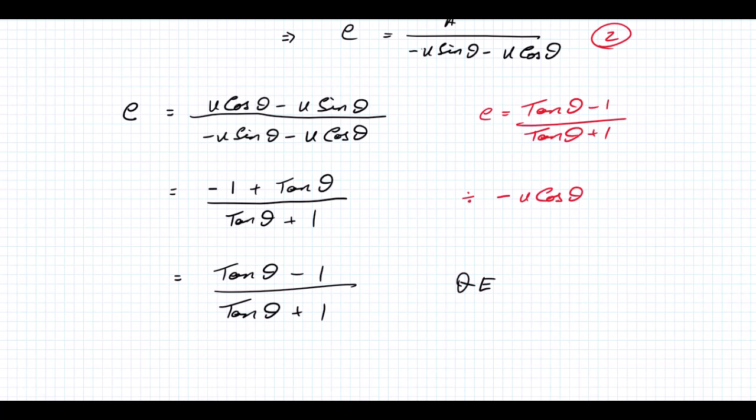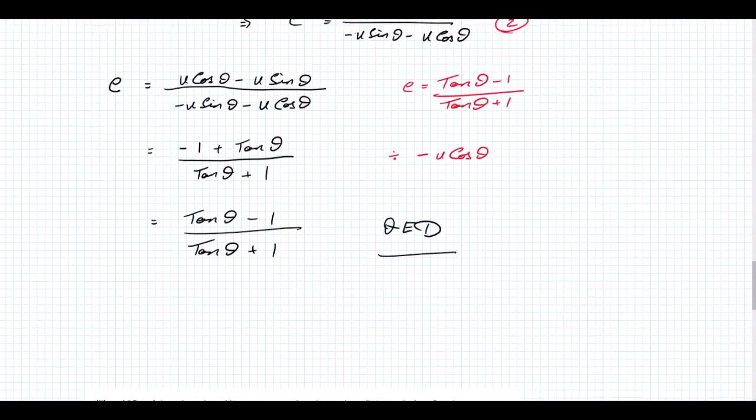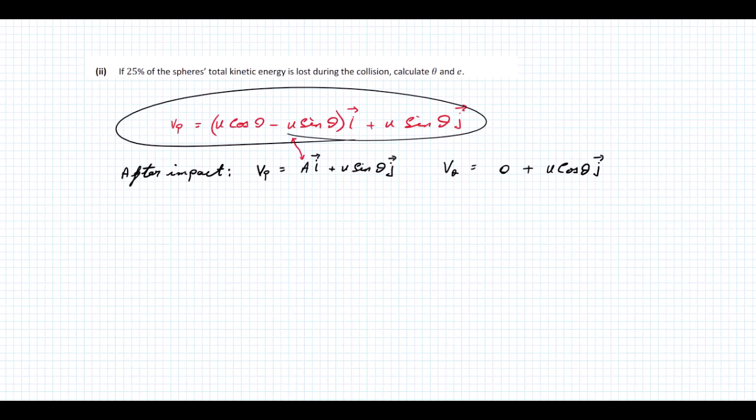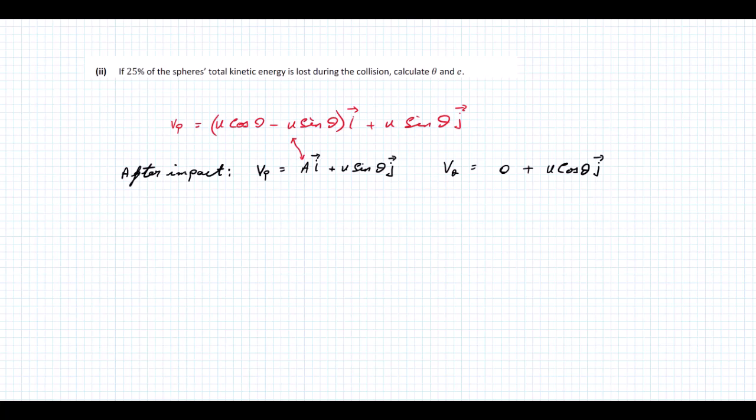So that's it. Okay, so let's look at the next part of the question. If 25% of the sphere's total kinetic energy is lost during the collision, calculate theta and e. So I've written down the velocity of p and the velocity of q after impact. We're going to use that. Remember, we didn't know a initially, so we worked it out as this here. So we're going to use this when we're working out the kinetic energy after impact. But let's look at the kinetic energy beforehand first.